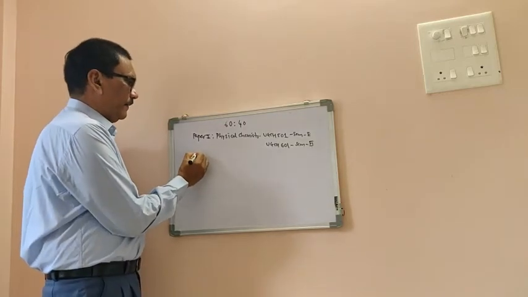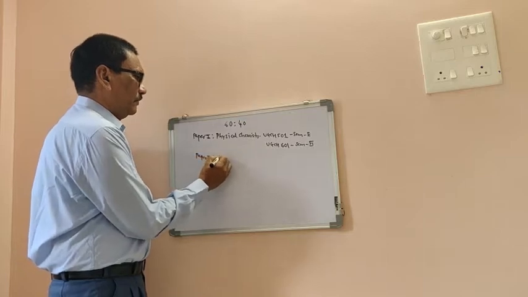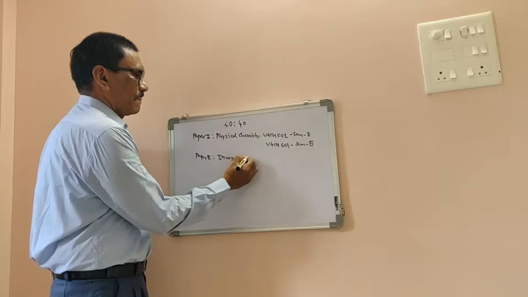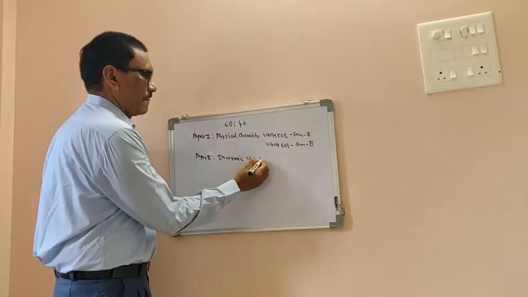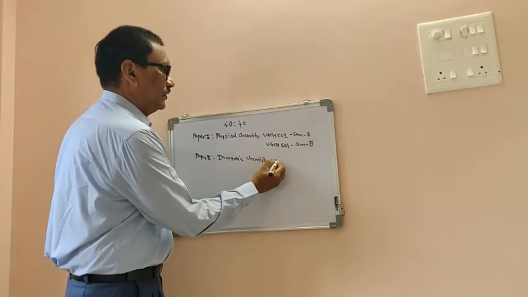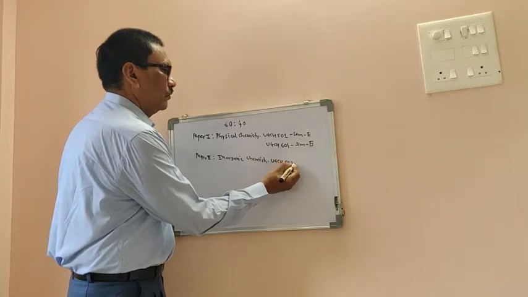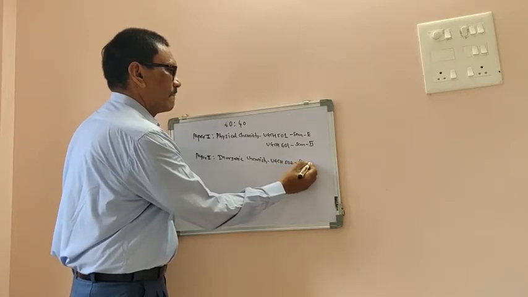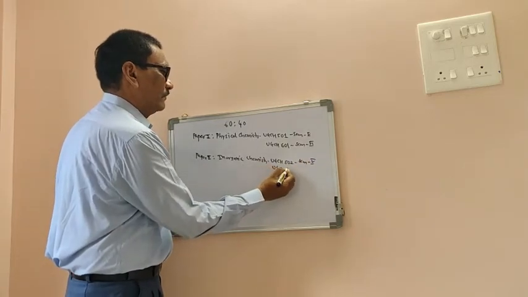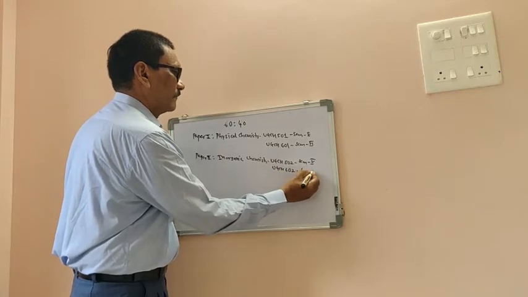Then paper second is of inorganic chemistry, which of the course code is UGCH 502 for semester 5 and UGCH 602 for semester 6.